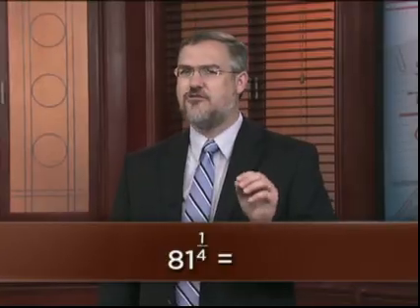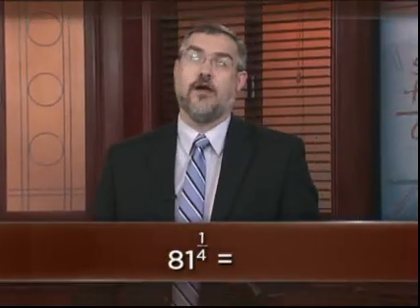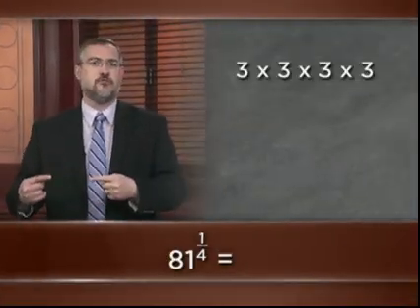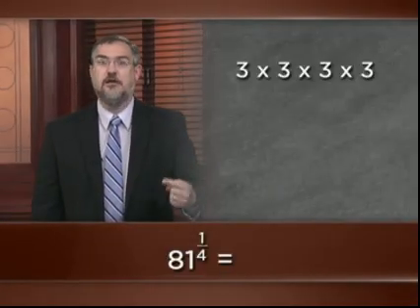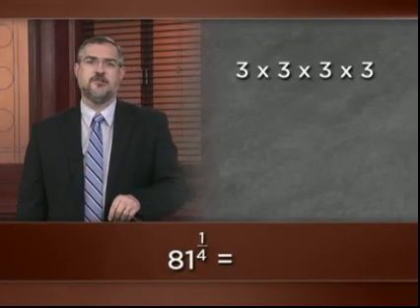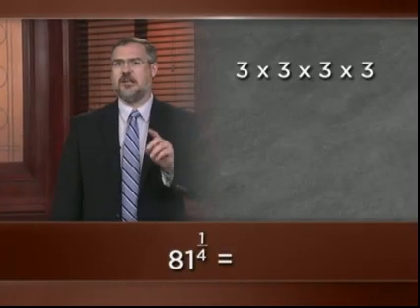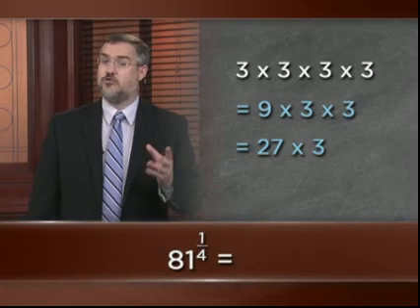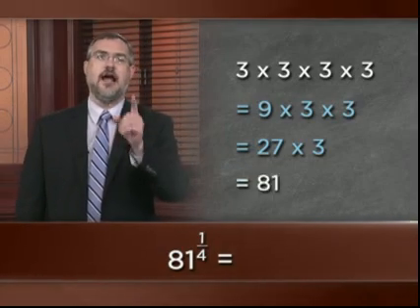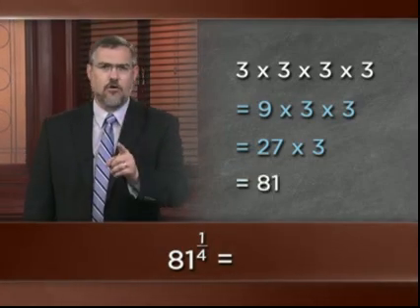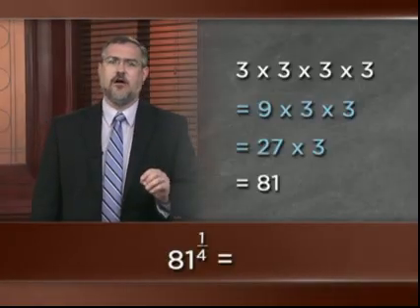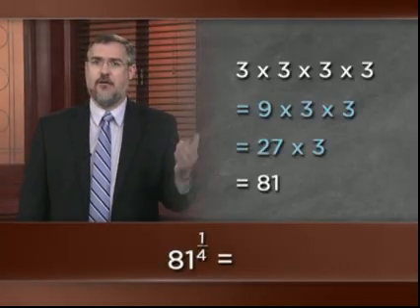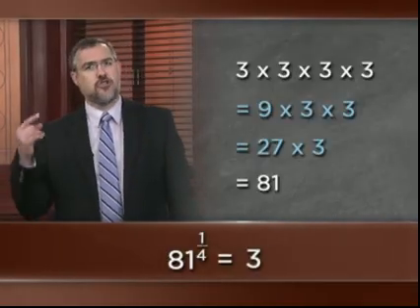Well, if you think about it for just a moment, think about the number 3 and raise 3 to the power of 4. Okay, let's see. That would be 3 times 3 times 3 times 3. So I'm multiplying 3 with itself 4 times. And 3 times 3 is 9. So it's the same as 9 times 3 times 3. Or 27 times 3. And 27 times 3 is 81. And that's what I wanted. And that work tells me that 81 raised to the 1/4 power is equal to 3, because 3 raised to the 4 equals 81.